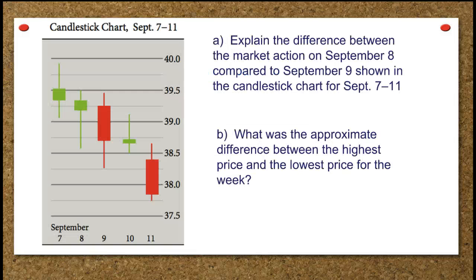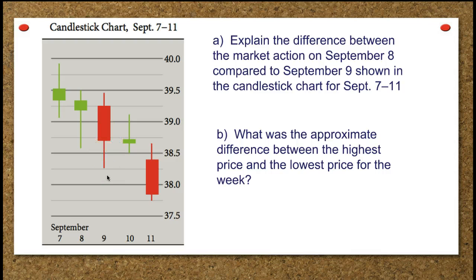Okay, let's answer these questions. Explain the difference between the market action on September 8th compared to September 9th, shown in the candlestick chart for this time period, September 7th through September 11th. Okay, so here's September 8th. We have a green candlestick, and here's September 9th. We have a red one.